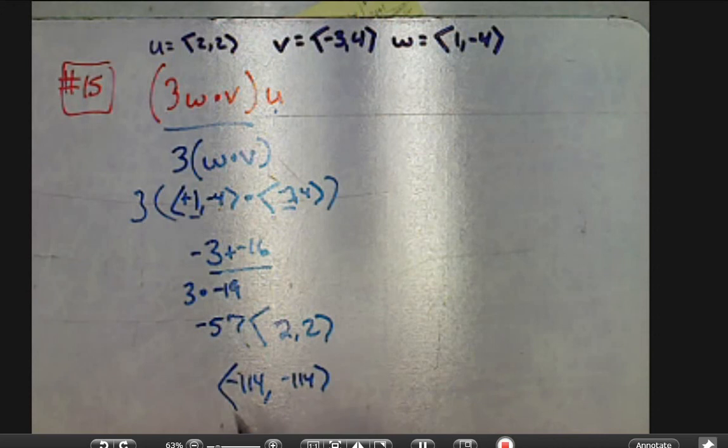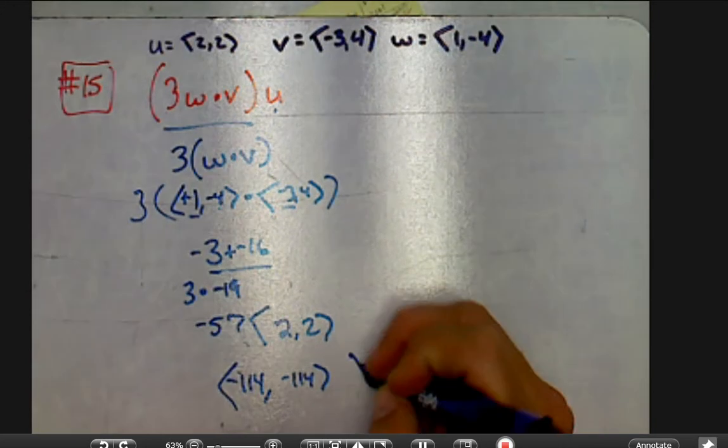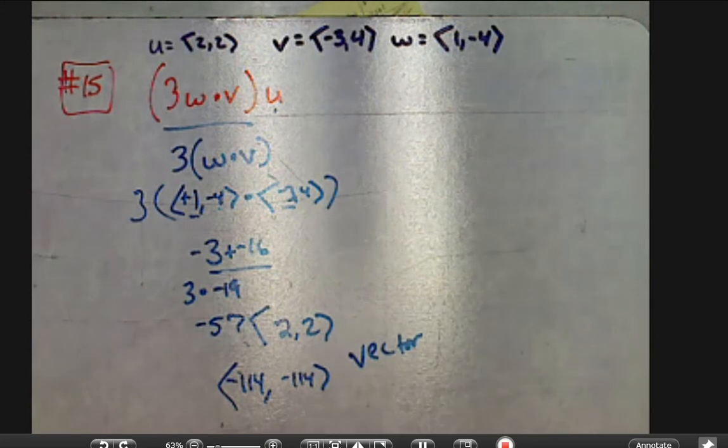-57 times 2, -114. And the directions ask, is this a scalar or a vector at the end? And that is a vector. How do I know? Because it's written in this form.